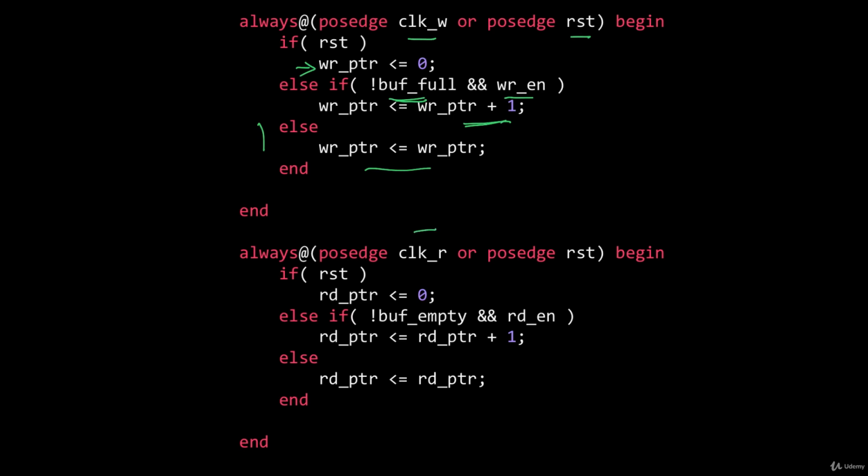And your read clock will help you read. If reset is active, you reset the read pointer. If it's not active, and if read enable is 1 and your buffer is not empty, then you increment the read pointer. This is the tail pointer. Else you keep the read pointer as it is. So this is how we write the code for a FIFO which has two different clocks, the read clock and the write clock.